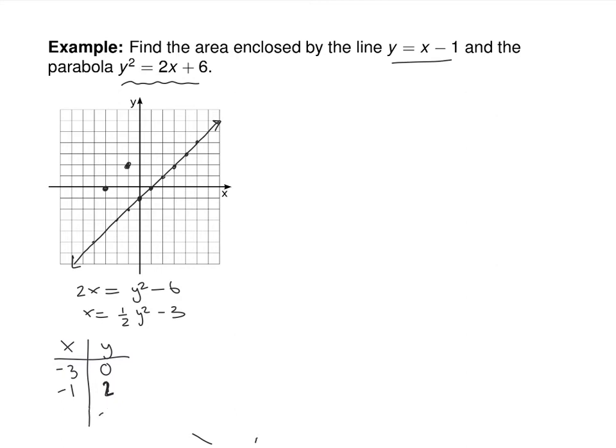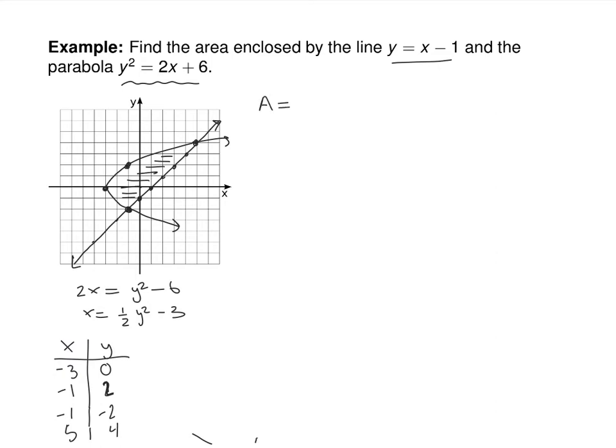If I'd plugged in -2, then x would also be -1. So we've got -1, -2, look at point of intersection right there. And another easy number to plug in would be y equals 4. So 4 squared is 16, half of 16 is 8, 8 minus 3 is 5. Got the point over 5, up 4. Oh look, it's that point. So if you graph very carefully, you will actually find your points of intersection. So that's the area we want to find.